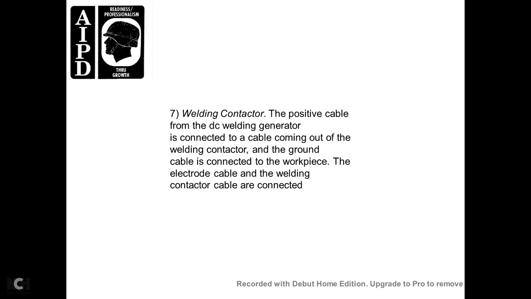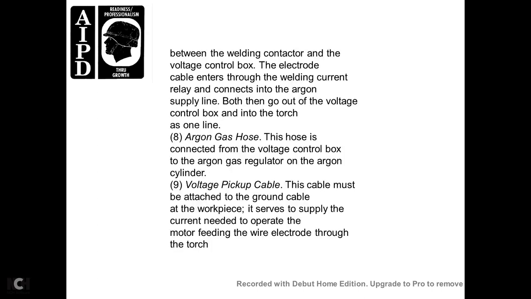7. Welding contactor. The positive cable from the DC generator is connected to the cable component of the welding contactor, with the ground cable connecting the welder to the workpiece and the electrode cable. These welding contactor cables are connected between the welding contactor and the voltage control box. The electrode cable enters the welding current relay contact for the argon supply, then goes out of the voltage control box into the torch, and it is one line. 8. Argon gas hose. The hose is connected from the voltage control box to the argon gas regulator of the argon cylinder.